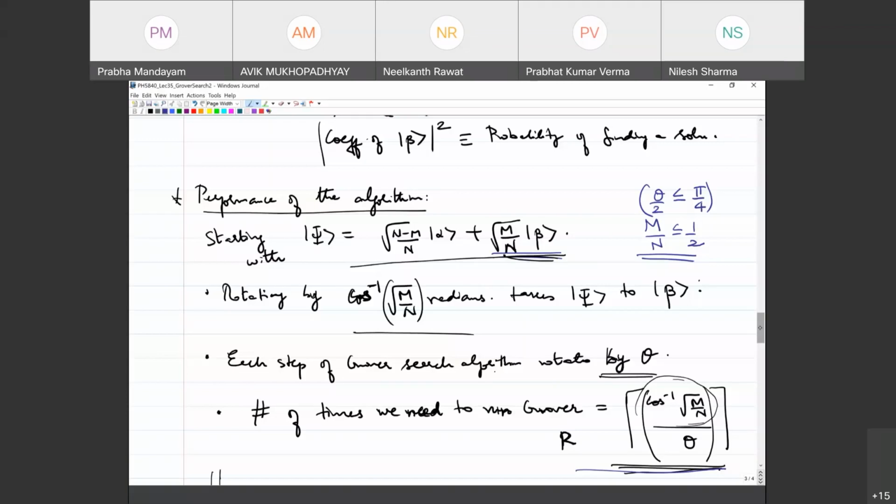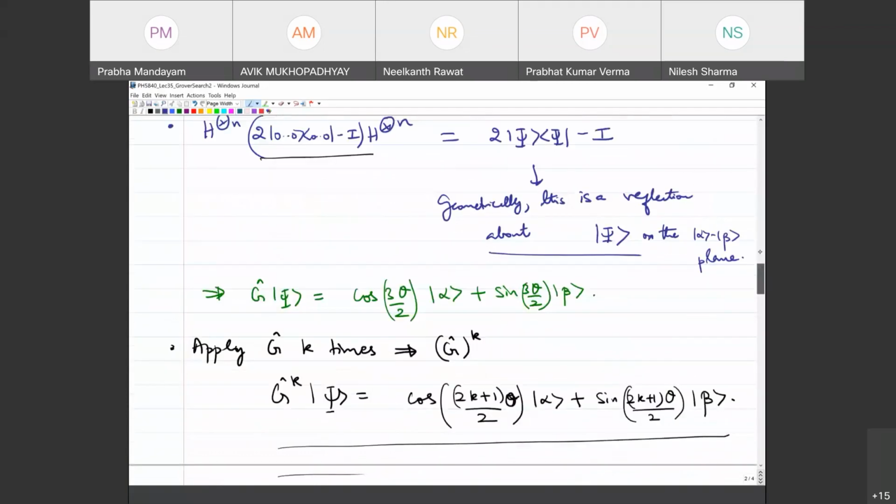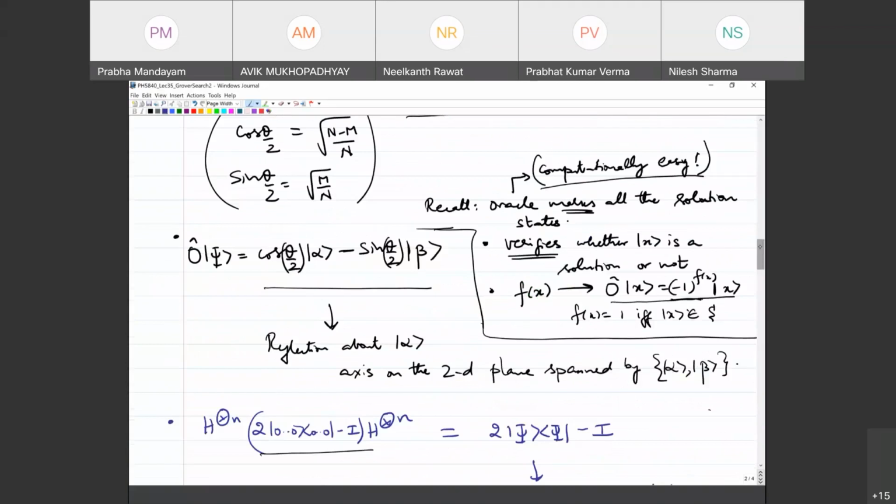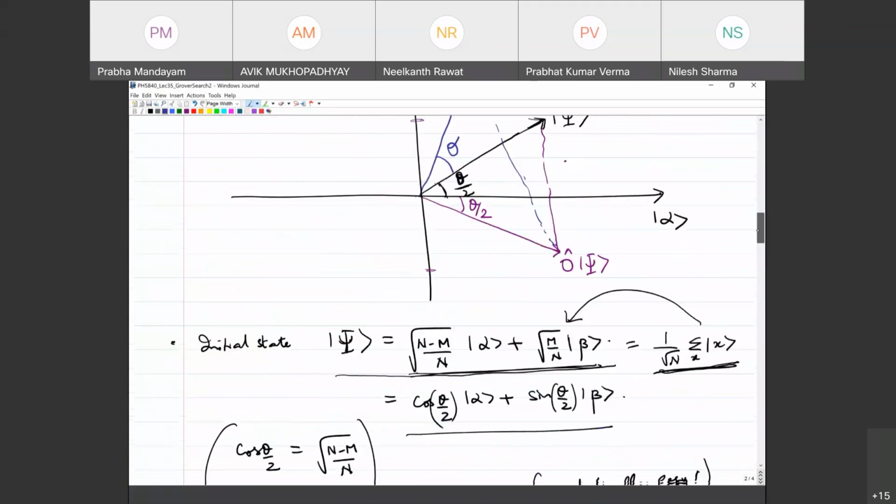Yeah. So you're picking some random ket x here. Depending on whether it's a solution or not, it will either belong to this superposition or this superposition. So it's like you're exactly either on the alpha axis or on the beta axis, right?